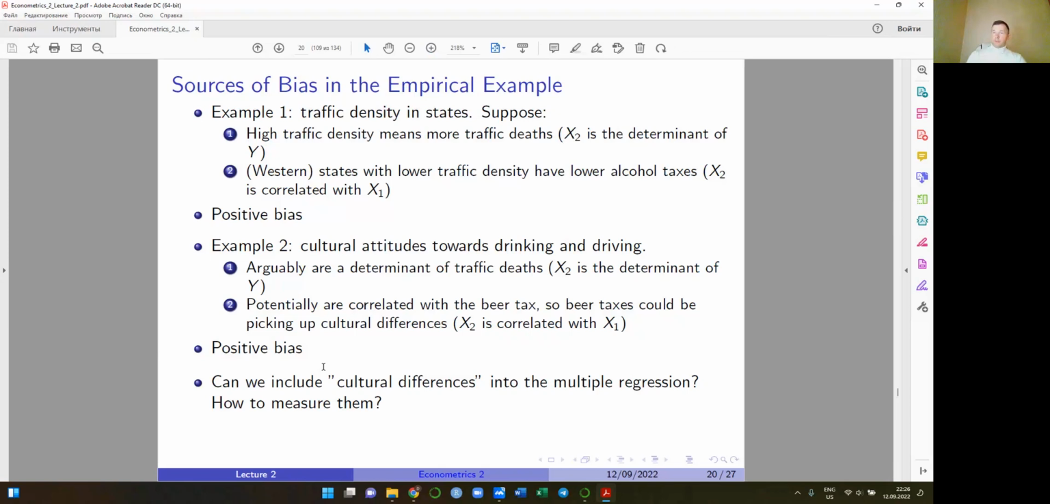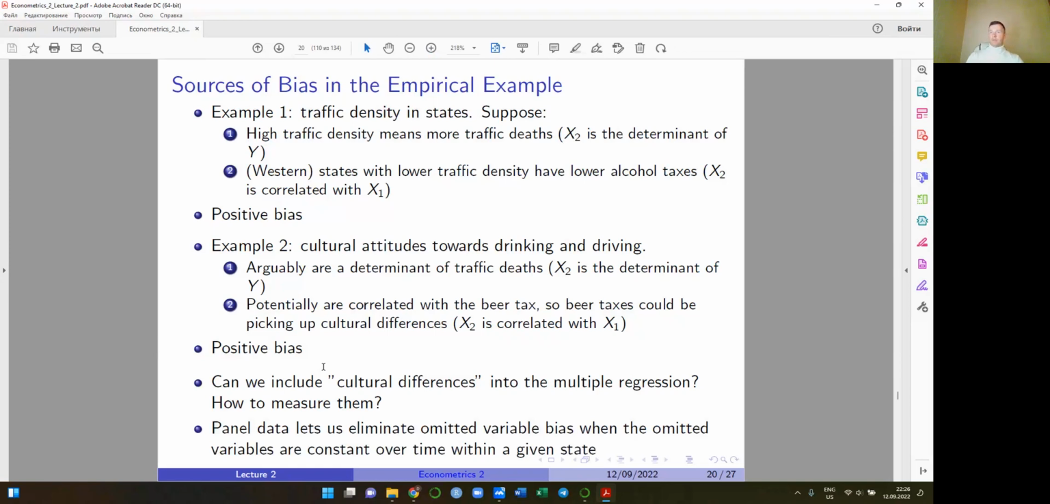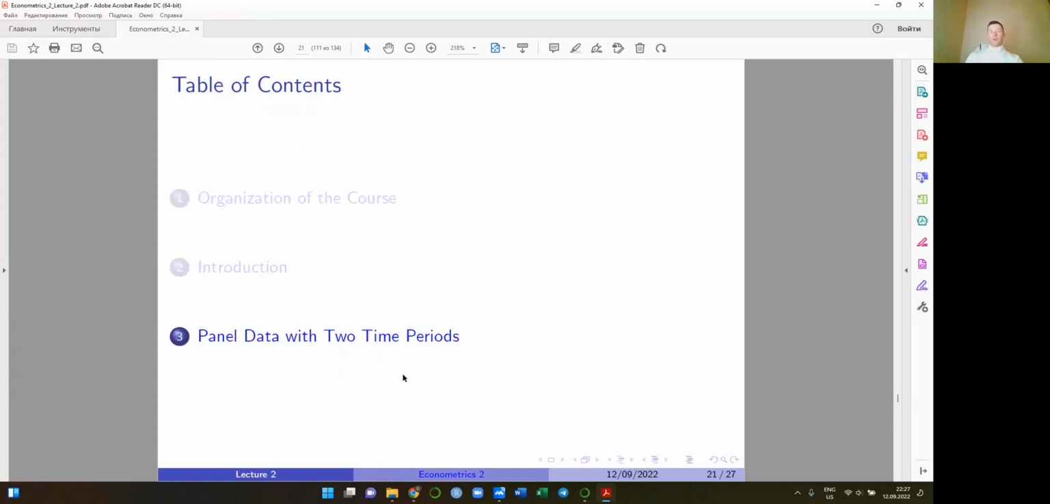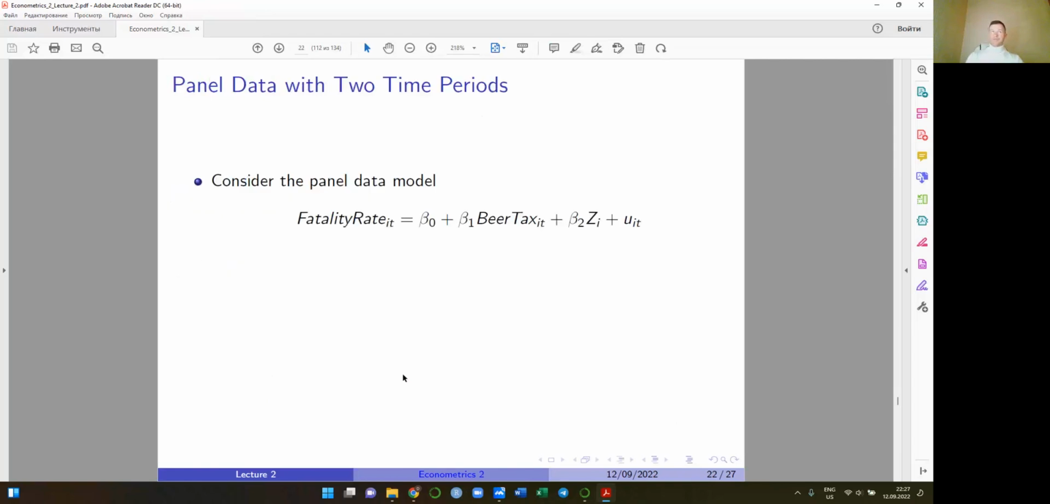So can we include these omitted factors into multiple regression? How should we measure them? It's simply not possible. And panel data here is able to help. We are able to eliminate factors like the ones we have listed here. Let's start with the simple case of panel data when we have only 2 time periods.